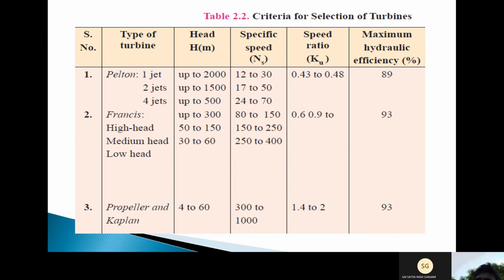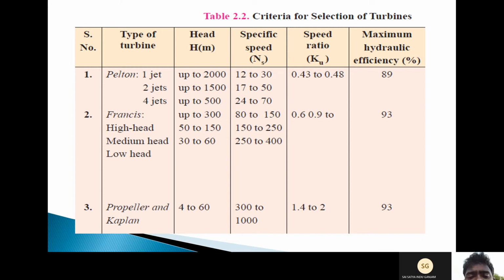In this slide, the turbines are of three types: Pelton wheel turbine, Francis turbine, and Kaplan turbine. In this figure, Francis turbine: high head turbine, medium head turbine, low head turbine. High head turbines have low speeds, medium head turbines have medium speeds, and low head turbines have high speeds. That is, high head turbine with low speed, medium head turbine with medium speed, and low head turbine with high speed.